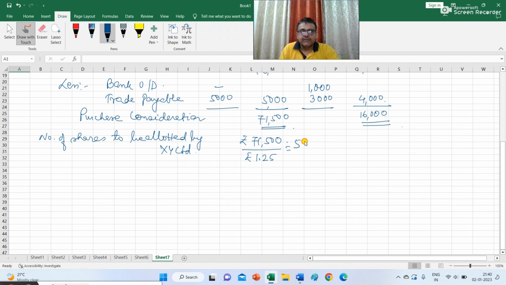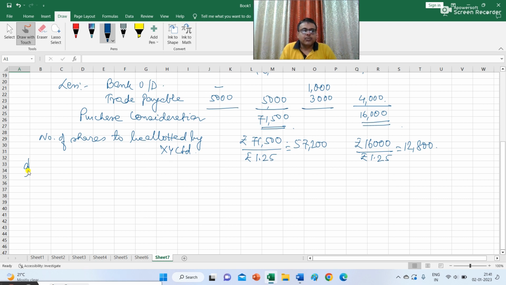So 57,200 number of shares. It means 57,200 shares will be issued to X Limited, and to Y Limited, rupees 16,000 divided by 1 rupee 25 paise. So 12,800 shares. So number of shares to be allotted by XY Limited is 57,200 to X Limited and 12,800 to Y Limited.